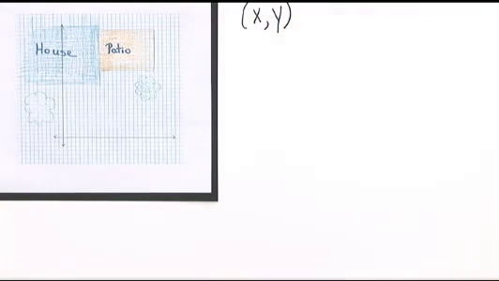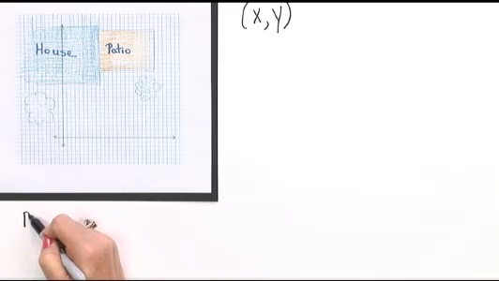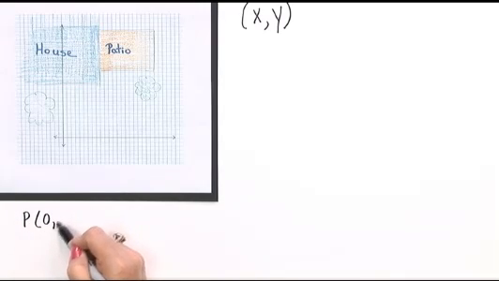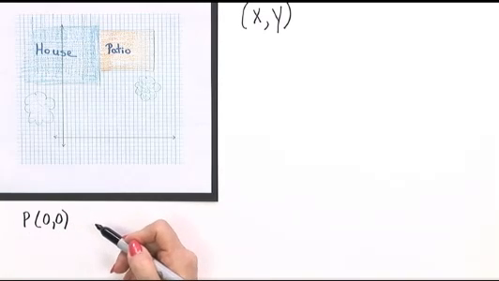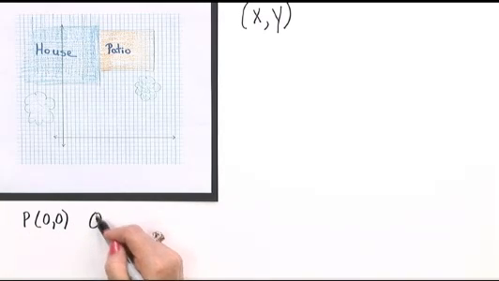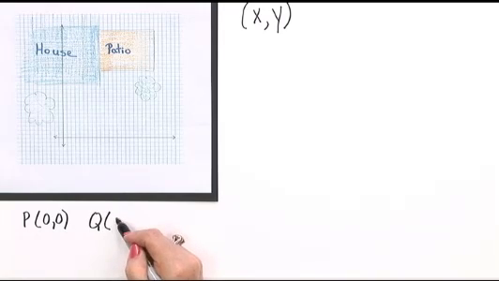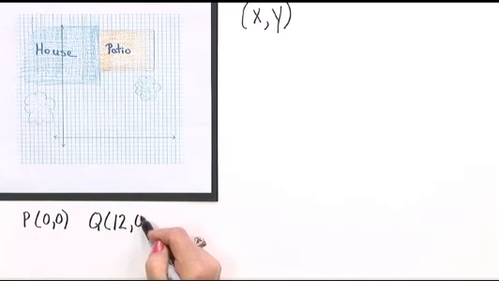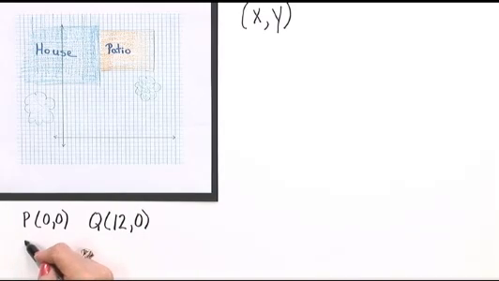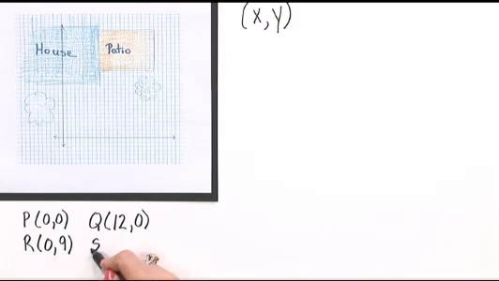On her drawing, Megan wants the corners of her dog's pen to be at point P with the coordinates 0, 0, point Q with the coordinates 12, 0, point R with the coordinates 0, 9, and point S with the coordinates 12, 9.